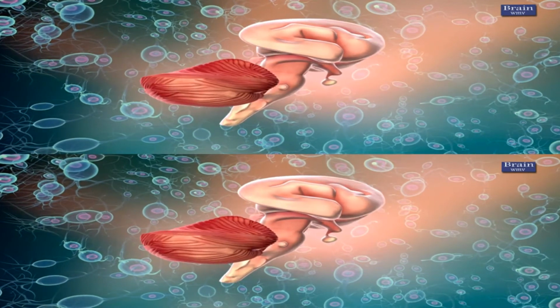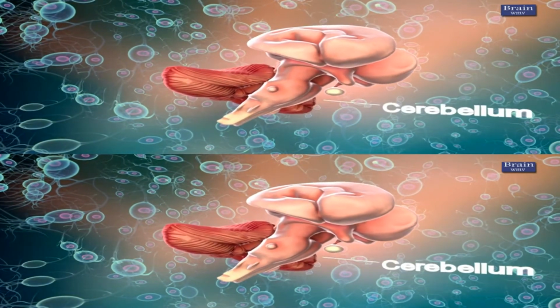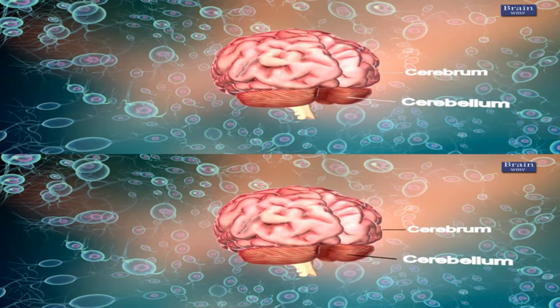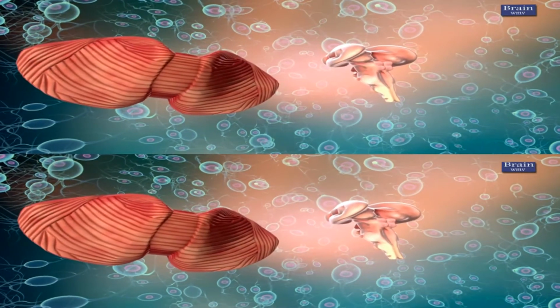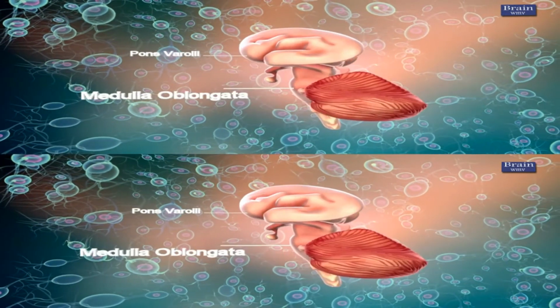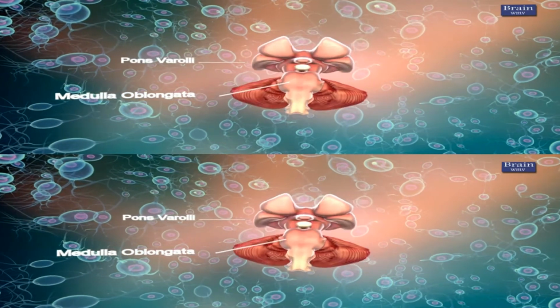Hindbrain consists of two parts, the cerebellum and the brainstem. The cerebellum, a wrinkled ball of tissue, lies behind the cerebrum. It is responsible for the maintenance of equilibrium and body posture. The brainstem has two parts, the pons varolii and the medulla oblongata.